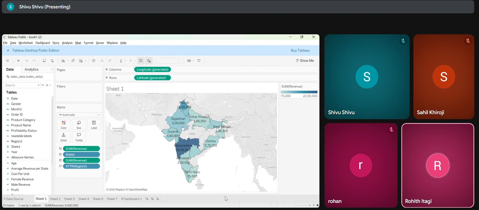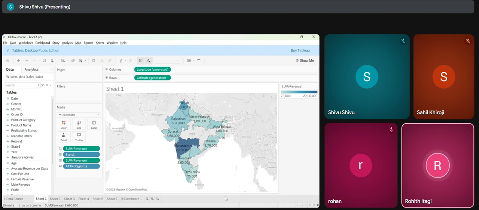Our first question is to create a choropleth map to spot the spatial trends and show the state which has the highest revenue. We have collected the sales dataset from Kaggle, and our task is to visualize that sales data and analyze it.